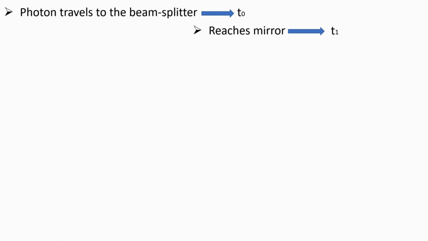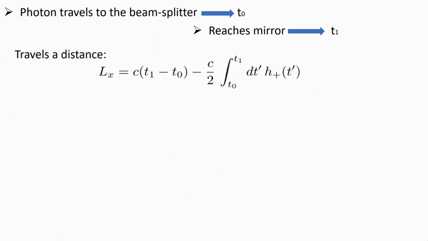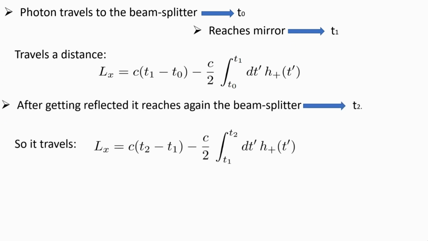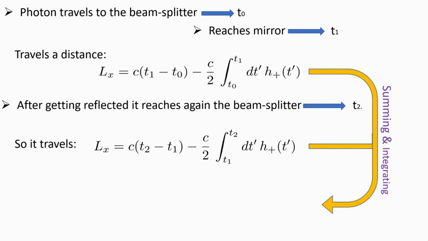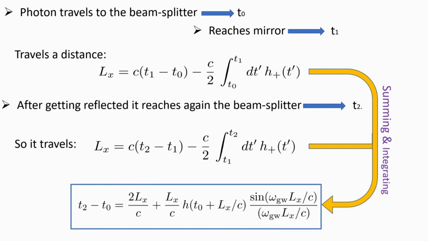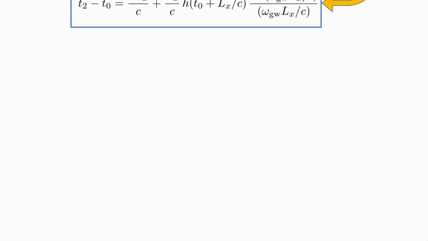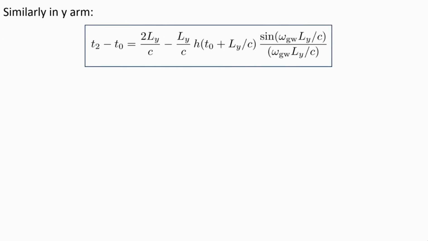Okay, now knowing some time instances, like the time when the photon reaches the beam splitter and the mirror, we can calculate how much it travels from the prior relations, and we can also calculate for the return trip too. And by doing some mathematical jumbling, we can calculate the time differences measured by our clock for those two trips. And we can also calculate the same thing for the Y arm.